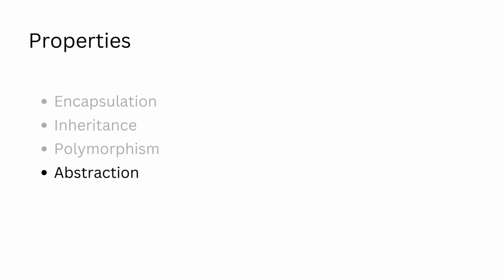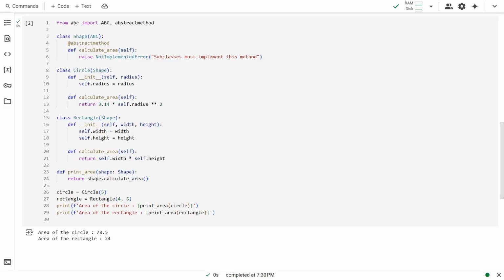Abstraction refers to hiding complex implementation details and showing only the necessary features of an object. The goal is to focus on what an object does, rather than how it does it. In Python, abstraction can be achieved using abstract classes and abstract methods. Let us look at the same example to understand abstraction. The class Shape has an abstract method called calculate area. Since there is an abstract method in the class Shape, it becomes an abstract class.